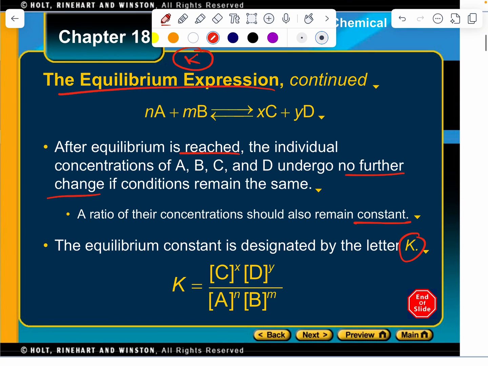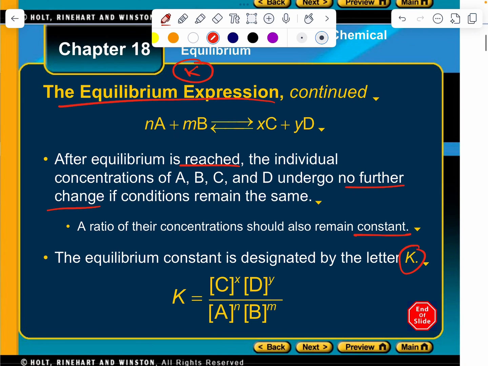K is about concentrations. So before, we were writing K equal to the concentration of products, which are here, over the concentration of reactants. So K equals the concentration of products over the concentration of reactants, to the power of the coefficients.